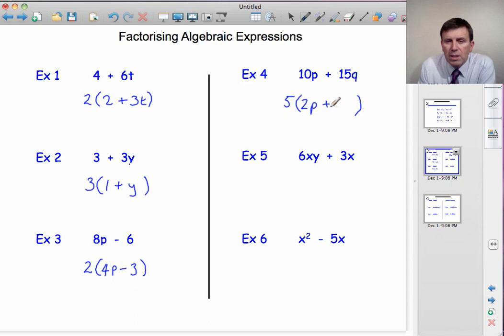Plus, what do we multiply 5 by to get 15q? 5 3's make 15, and I also need the q in there. So 5 lots of 3q would be 15q.